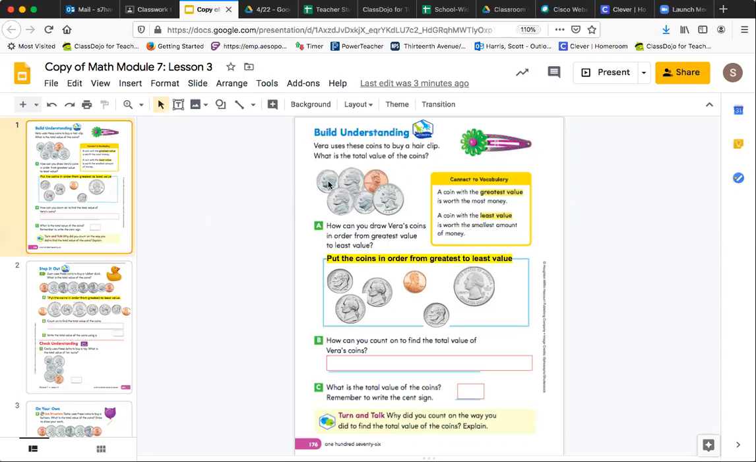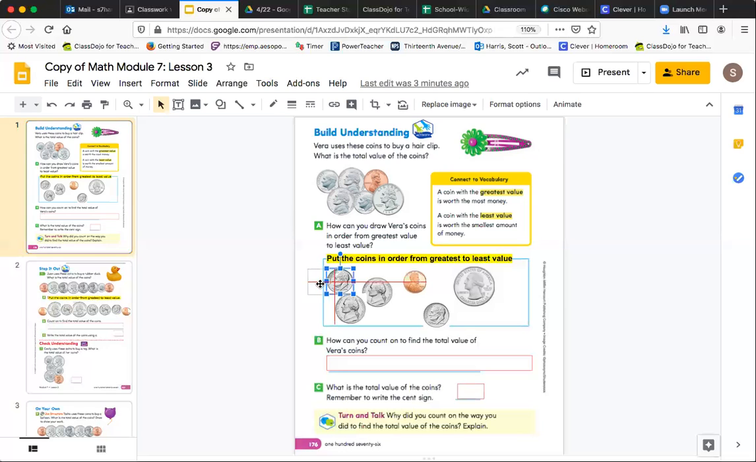If we read from the beginning, Vera uses these coins to buy a hair clip. What is the total value of the coins? So we see those coins are just in a jumble, and we want to put them in order to figure out what the total value is. So how can you draw Vera's coins in order from greatest value to least? Now, we're not going to draw because we're doing all this on the computer.